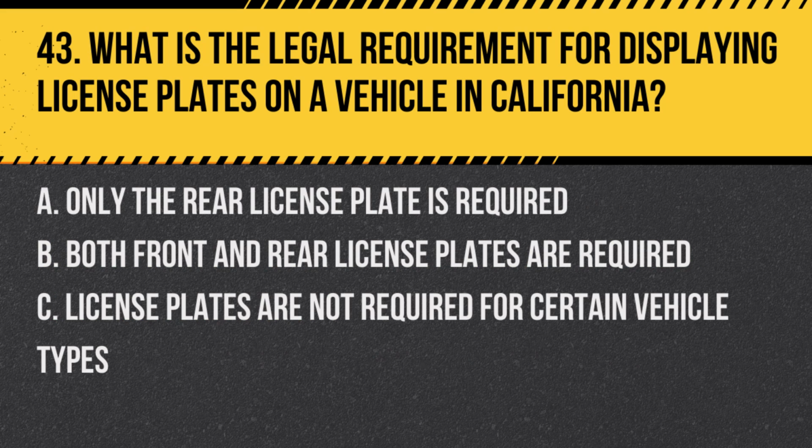Question 43. What is the legal requirement for displaying license plates on a vehicle in California? A. Only the rear license plate is required. B. Both front and rear license plates are required. C. License plates are not required for certain vehicle types. Answer: B. Both front and rear license plates are required.